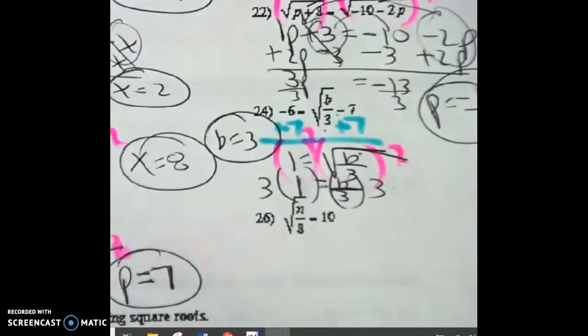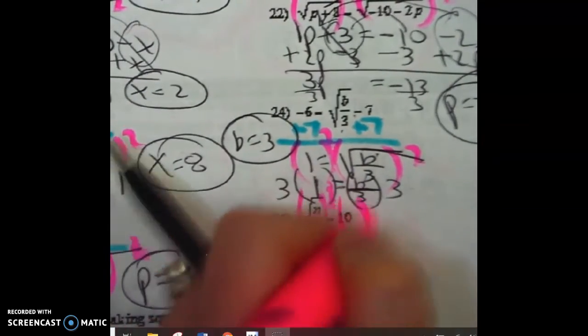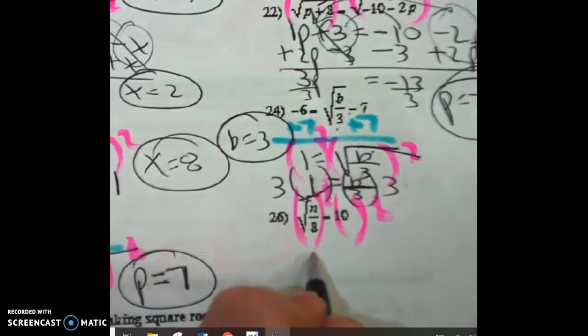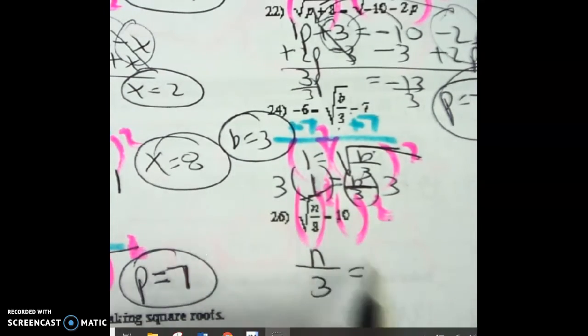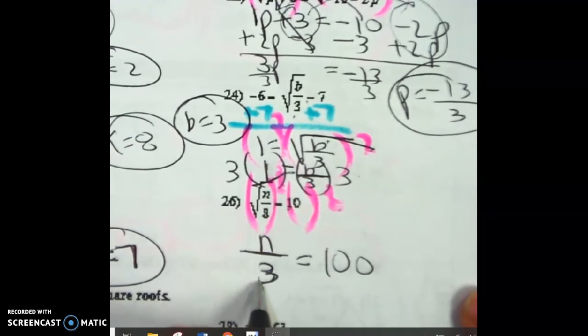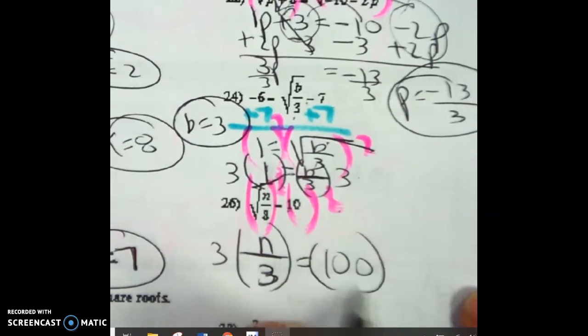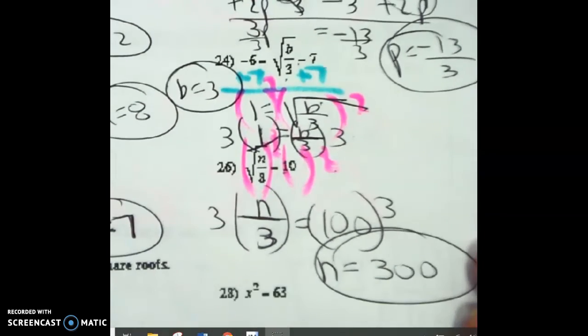All right, last one of this section. I see a square root equals, so I can go straight to square. That's gone. N over 3 equals 10 squared means 10 times 10, which is 100. This line means divide by 3. So I multiply by 3. N equals 300. And there's the third section.